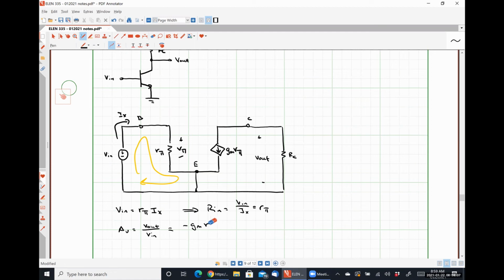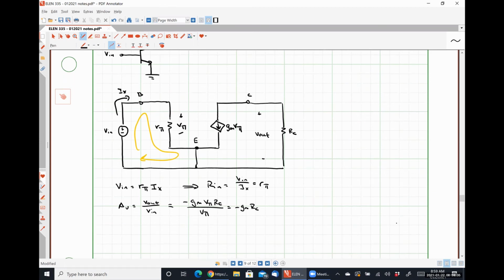That does not look like a V, so let me fix that. Divided by Vn. Well, Vn is the exact same thing as V pi, right? Boom, there's our voltage gain. It's fairly trivial.